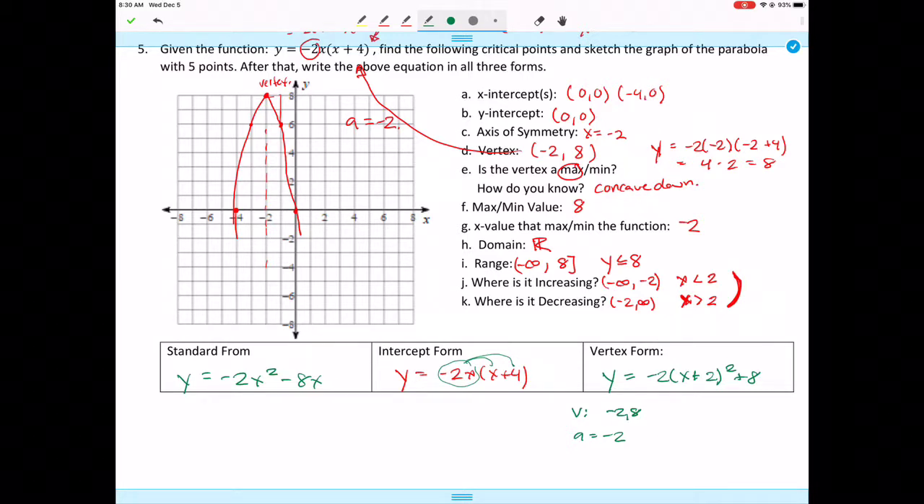Okay. This is number 5. I just want to make sure I'm not missing anything. Okay, that should be great. So if you have any questions, please let me know.